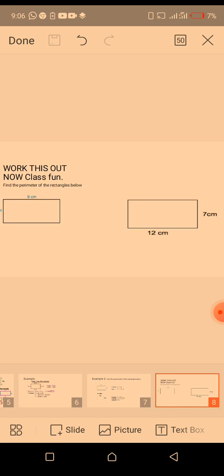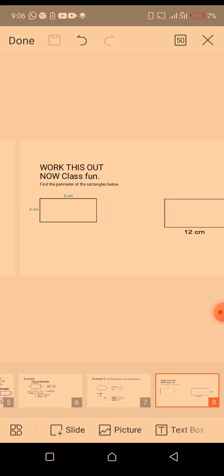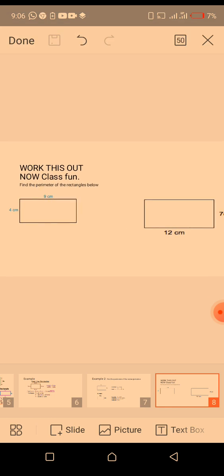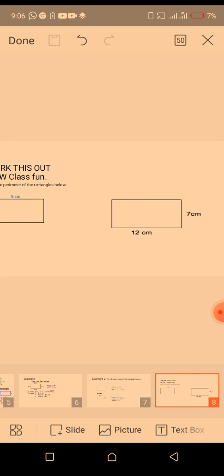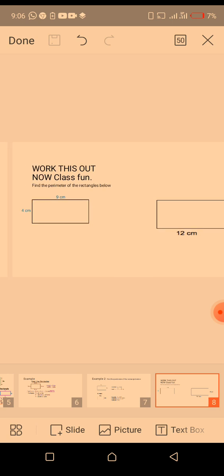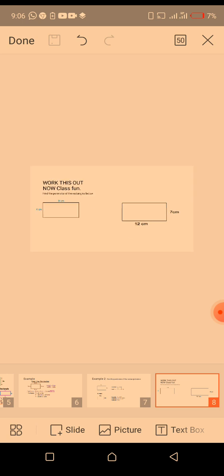I want you to work this out as your class work. Find the perimeter of the rectangle below. 9 centimeter length and 4 centimeter breadth. The second one, 7 centimeter breadth and 12 centimeter length. I need you to work this out within the next few minutes.